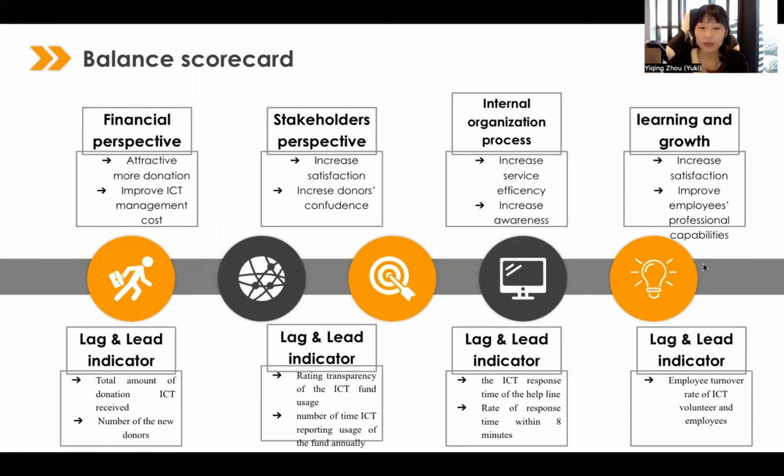Lastly, learning and growth are also important for the organization's continued and stable development. The first objective is to increase the ICT's employees' and volunteers' satisfaction. The second one is to improve the professional capabilities of ICT employees. Employees and volunteers can learn diverse skills, which allows them to provide a wider range of professional services.